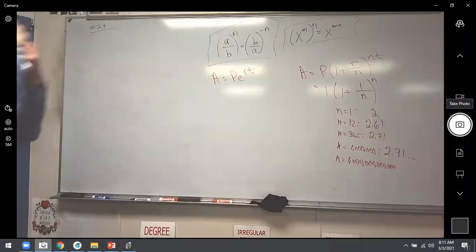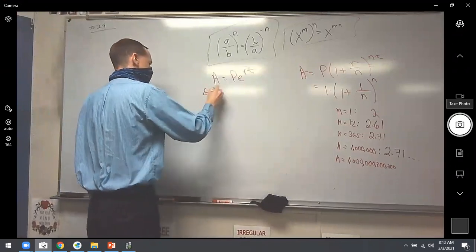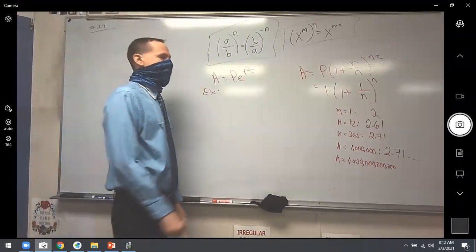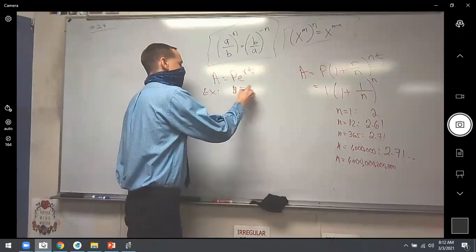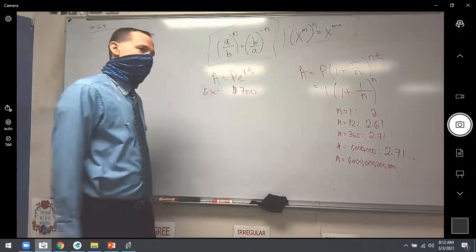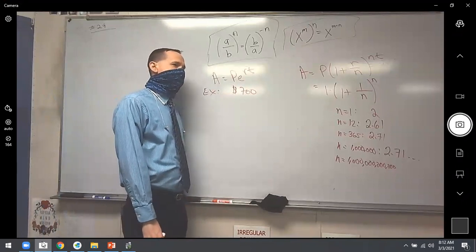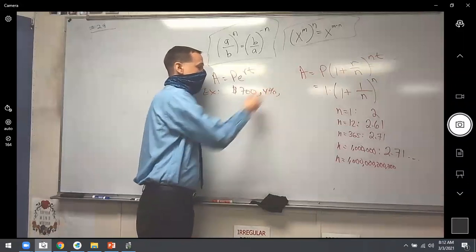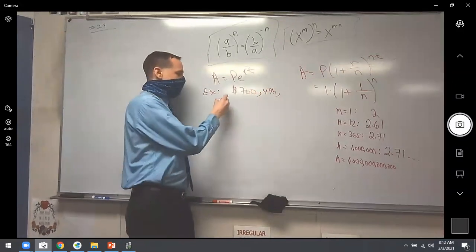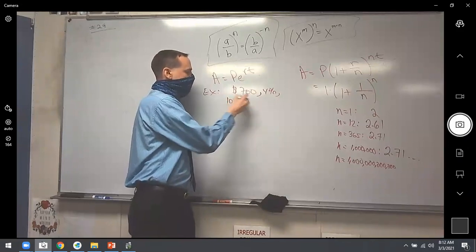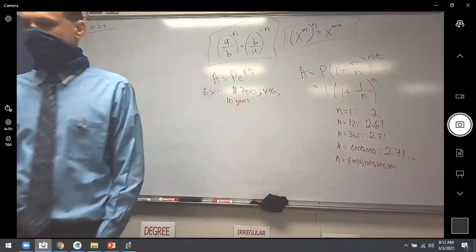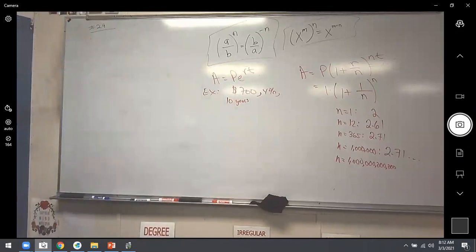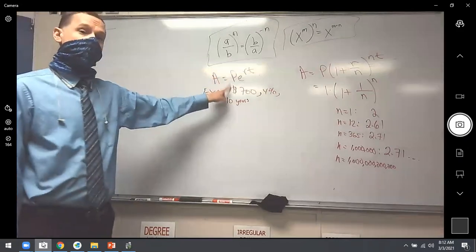All right, I'm going to make up a problem for you on the fly. Let's see what we can do. Here's your example. Billy Bob invests $700 into an account that is earning interest at a rate of 4% annually. He keeps it in there for 10 years. And the bank account is not compounded monthly. It's not compounded daily. It's compounded continuously, which means we're using our new equation, okay?